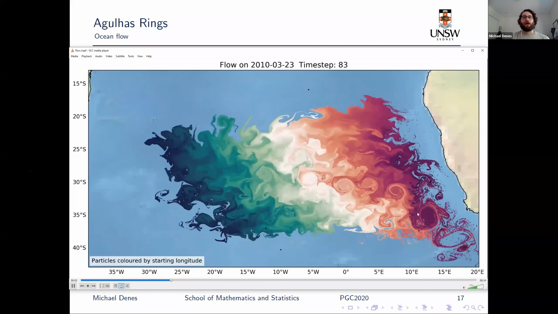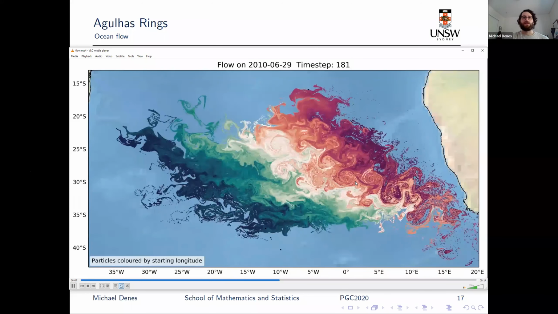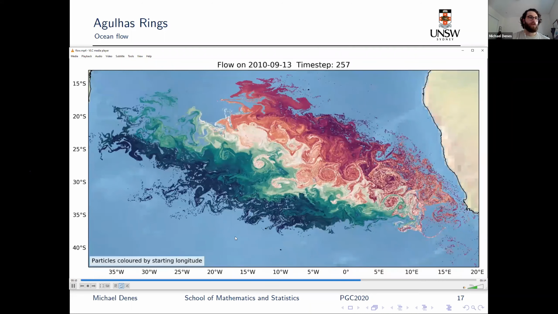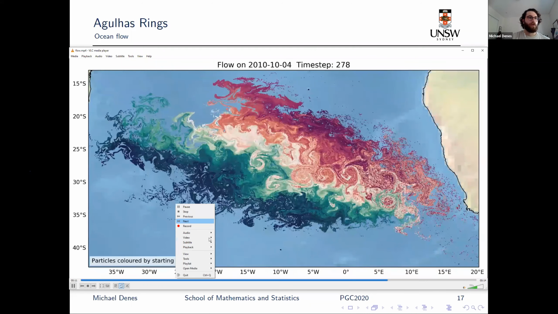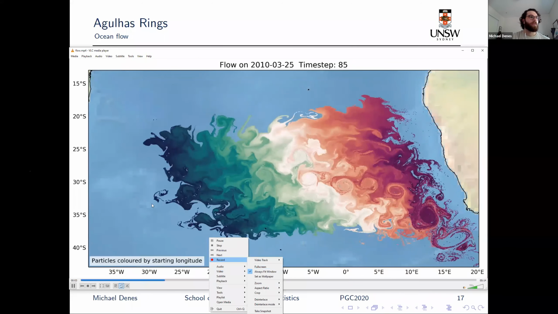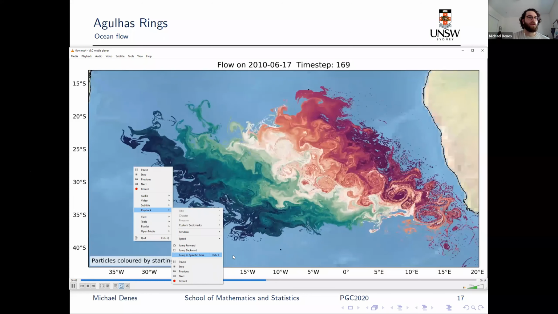What you can see are a few different rotating vortices. It might be a little quick, so I'll slow it down if I can figure out how. Somehow, playback, speed slower.